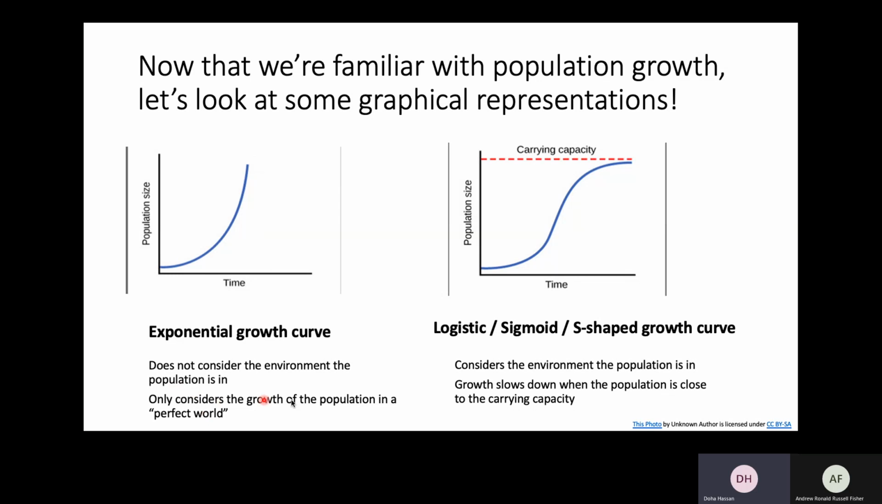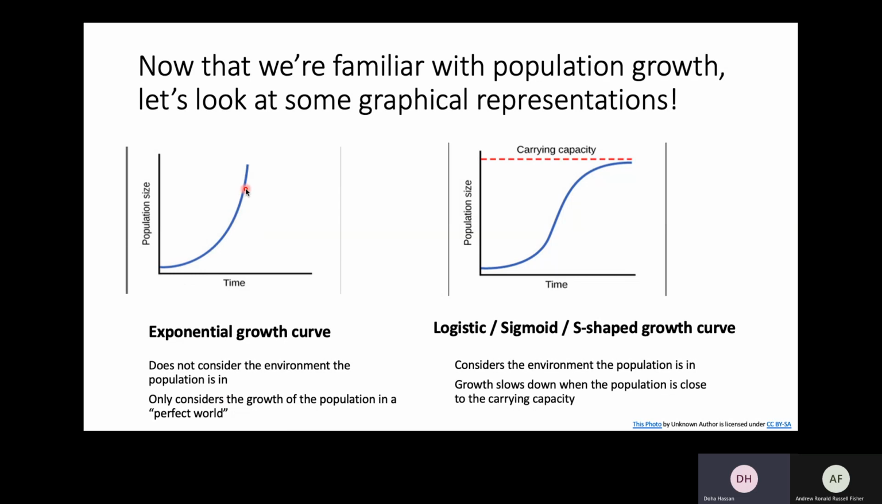So this is why this considers the growth of a population in a perfect world, right? This is like if we imagine that this was a perfect utopia, and each female would give birth to maybe two more babies, and each of those babies would give birth to two more, right? So that's kind of what this is. You're just imagining a perfect scenario where there's nothing that's hindering the growth of the population.